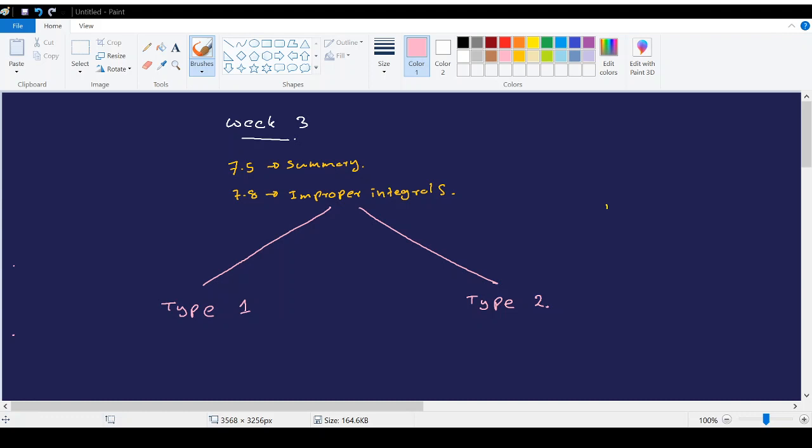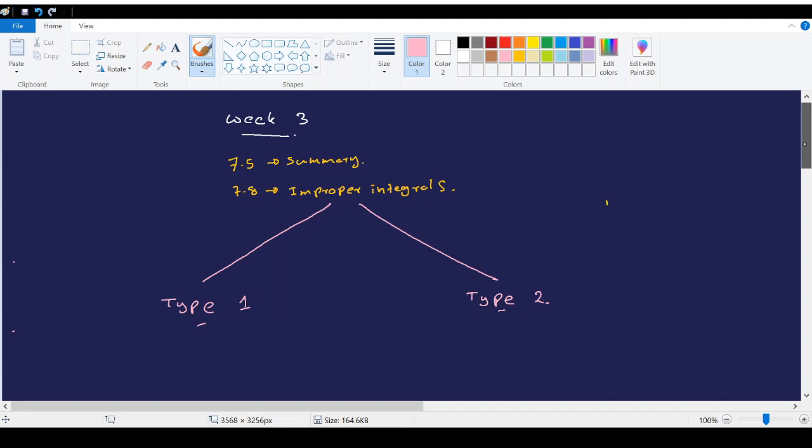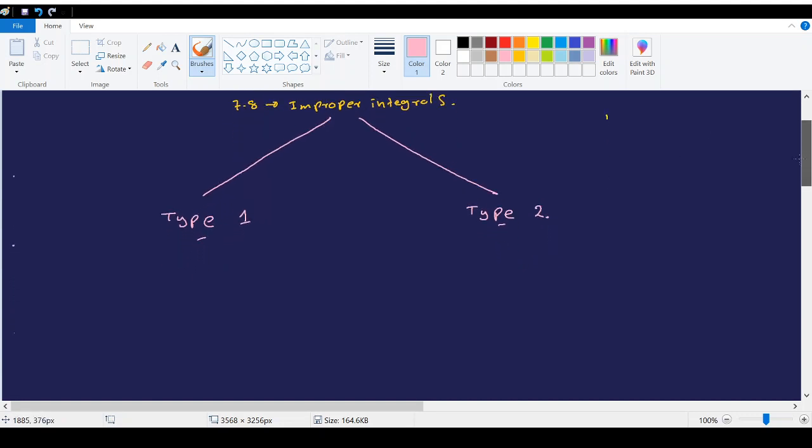Let's start with section 7.8, which is on improper integrals. Now when it comes to improper integrals, we have two types, type 1 and type 2. To explain what these types mean, let me start with an example. I'm going to explain what type 1 improper integrals are, and later on we'll go to type 2.